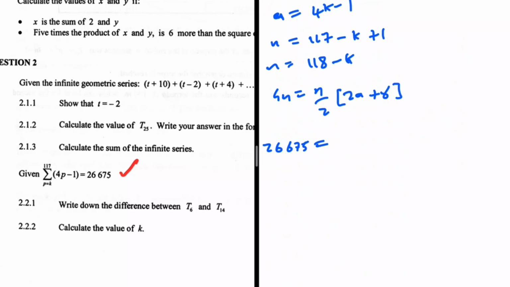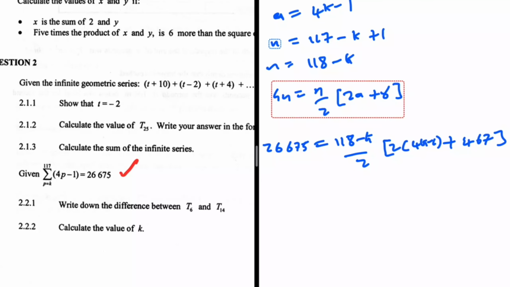So 26675 is equal to n, which is (118 minus k) over 2, multiplied by 2a. So that is 2, a is 4k minus 1, and the last term is 467. Right, so this is the idea. This is the logic in this question. The last thing that we have to do is to actually solve for k, of which, for the sake of time, k is equal to 21. That is actually what you're supposed to get.